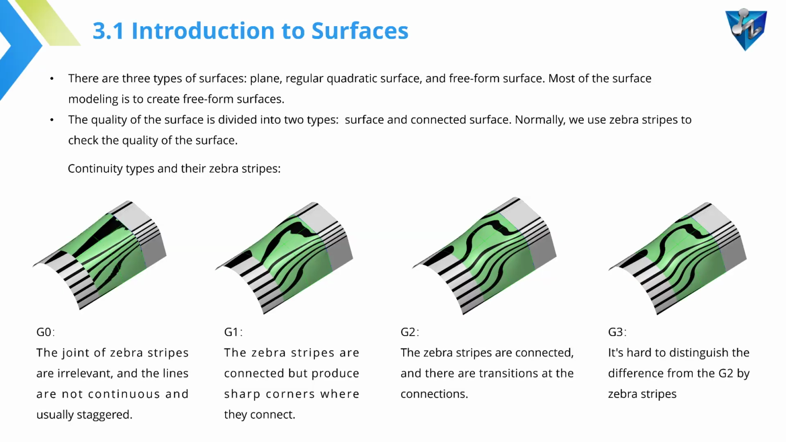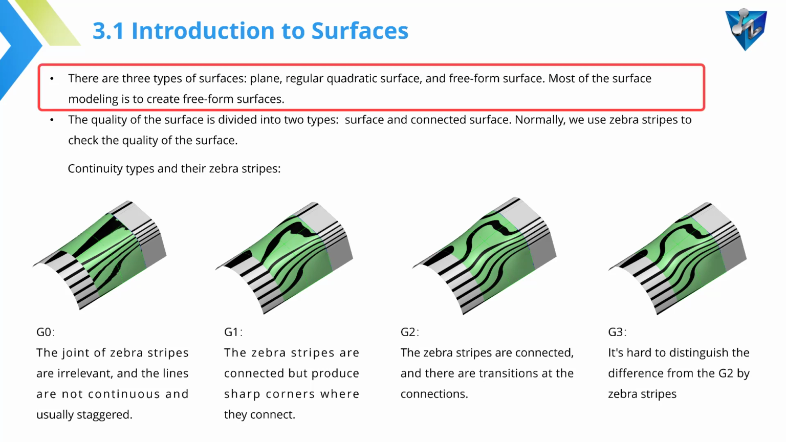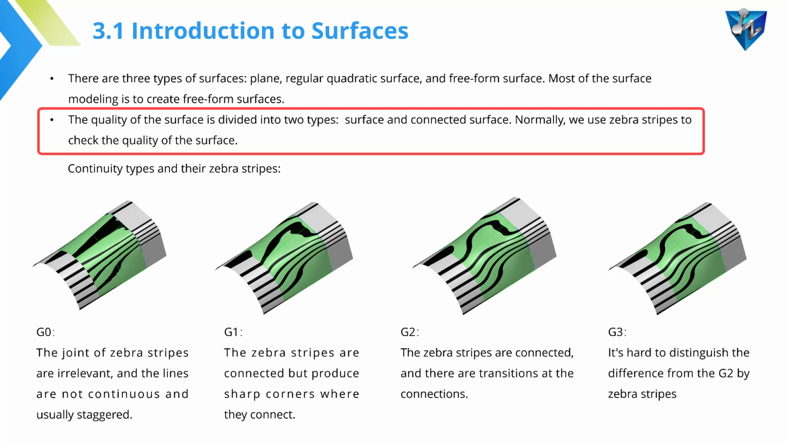First, I need to introduce some basic knowledge of the surface. There are three types of surfaces: plane, regular quadratic surface, and freeform surface. The regular quadratic surface includes the cylindrical surface, spherical surface, torus, etc. And the quality of the surface is the same as the curve, which includes the quality of the surface and the quality of the surface stitching.